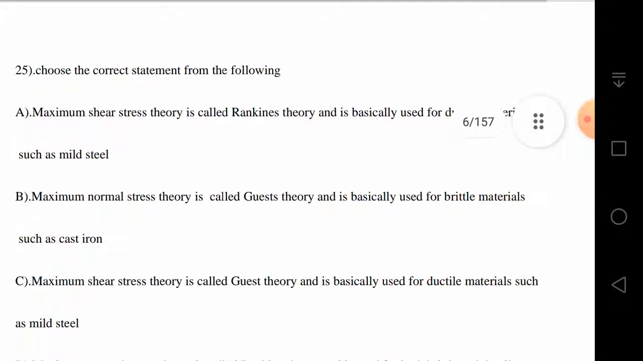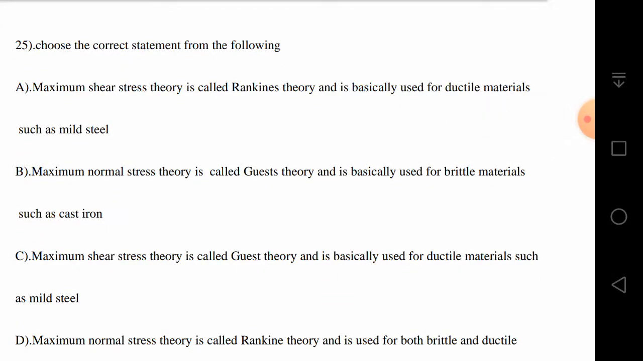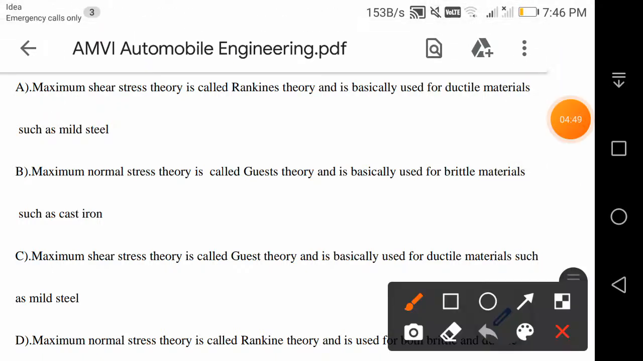Next question. Choose the correct statement from the following. So here he is comparing the maximum shear stress theory, which is called Guest-Tresca theory, and also the maximum principal stress theory, which are two important theories of failure for materials. The maximum principal stress theory is also called Rankine's theory. You know that the maximum principal stress theory or Rankine's theory is used for brittle materials, and the maximum shear stress theory, Guest-Tresca theory, is used for ductile materials. So let us choose the correct answer. From whatever we have discussed, C is the correct answer. Okay, C is the correct answer.